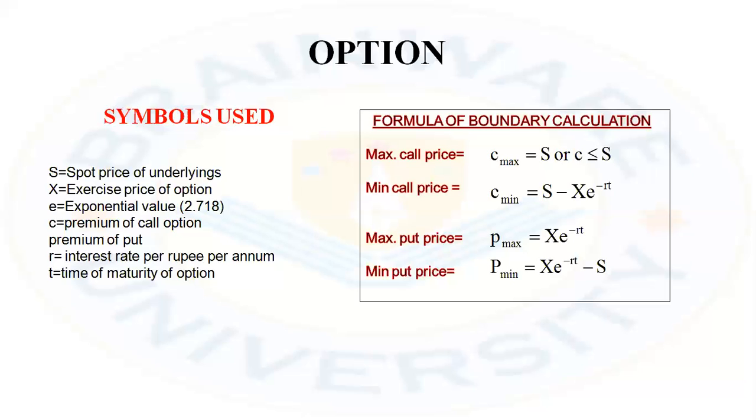Next one is C. It is the premium of the call option. Similarly, P will be the premium of the put option. I is the interest rate per rupee per annum, and T is the time of maturity of the option. Now, let us look at the formulas one by one for boundary calculation.